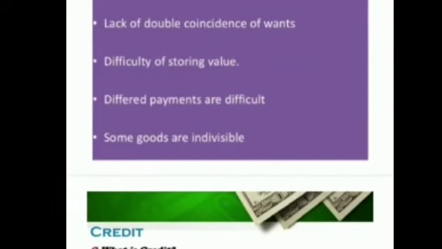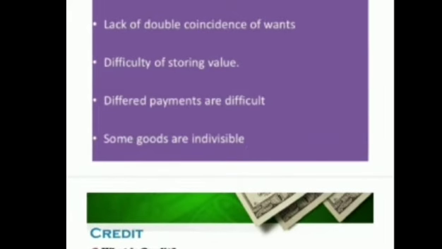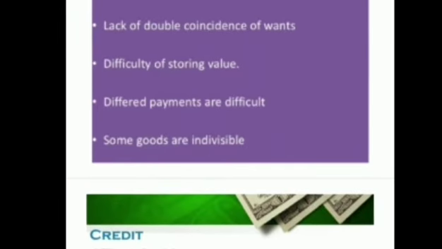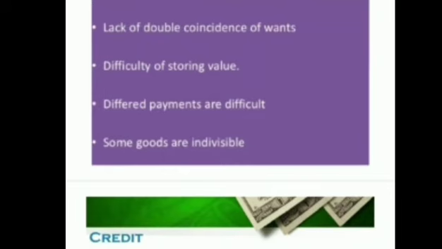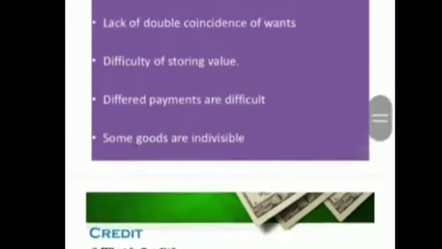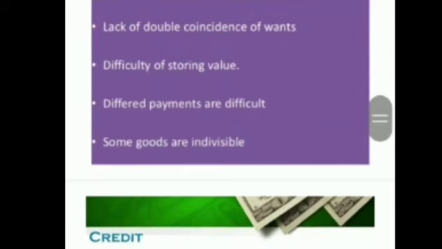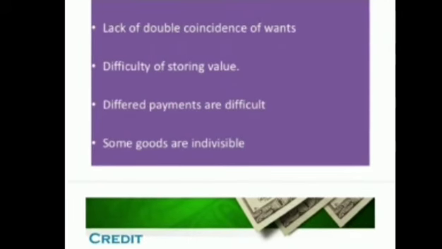First of all, lack of double coincidence of wants, difficulty of storing value, deferred payments are difficult, and some goods are indivisible. Lack of double coincidence of wants: when both the parties agree to sell and buy each other's commodity, this is known as double coincidence of wants. But every time it is not possible that both the people will agree to exchange their things. So there is a lack of double coincidence of wants.